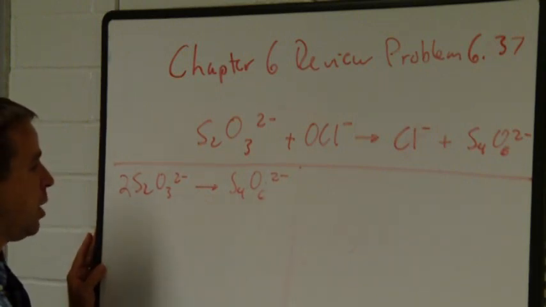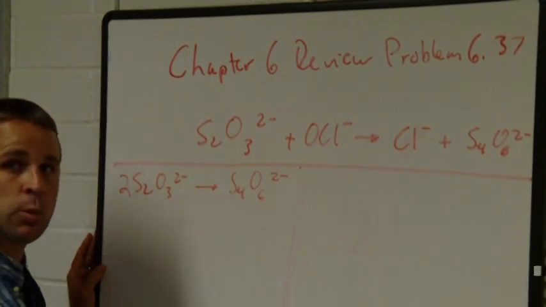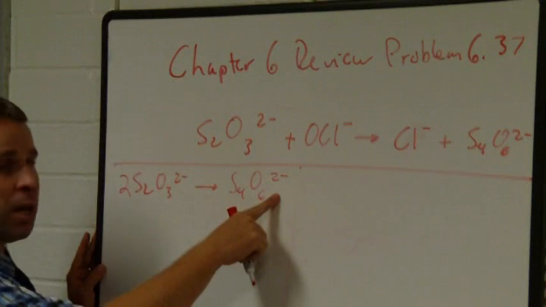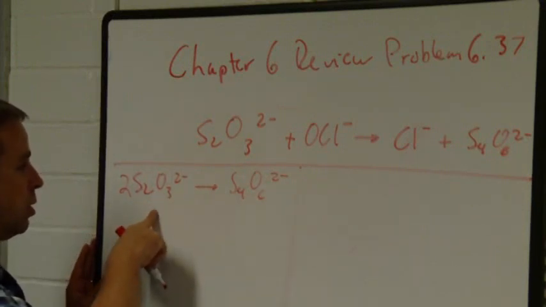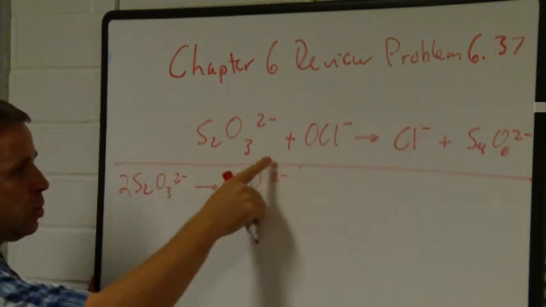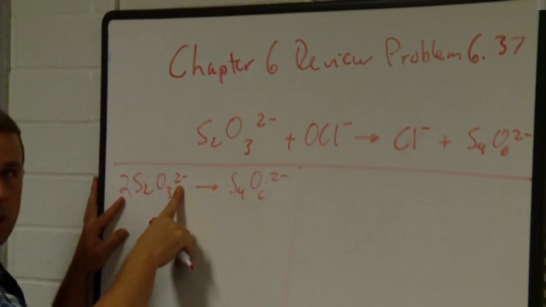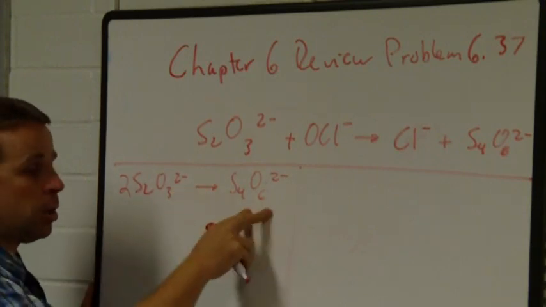So all I have to do here now is balance charges by adding electrons to the more positive side. Well, this has a -2 charge over here, this has a -4 charge over here. The -2 is the sum of all the charges. This is a -2, but there's 2 of them, so there's a sum of -4 charges on the left and a -2 on the right.